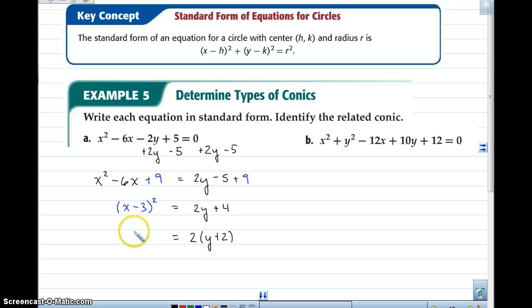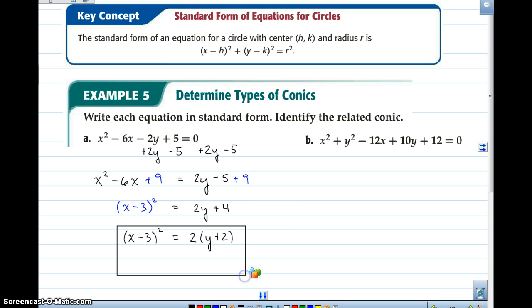And now we can see h and k, and if we needed to, we could identify the vertex and then the focus of the parabola. But all they wanted us to do is put it in standard form, so we're done. And it just has to identify it. So you just want to write that this is a parabola somewhere as part of your answer.